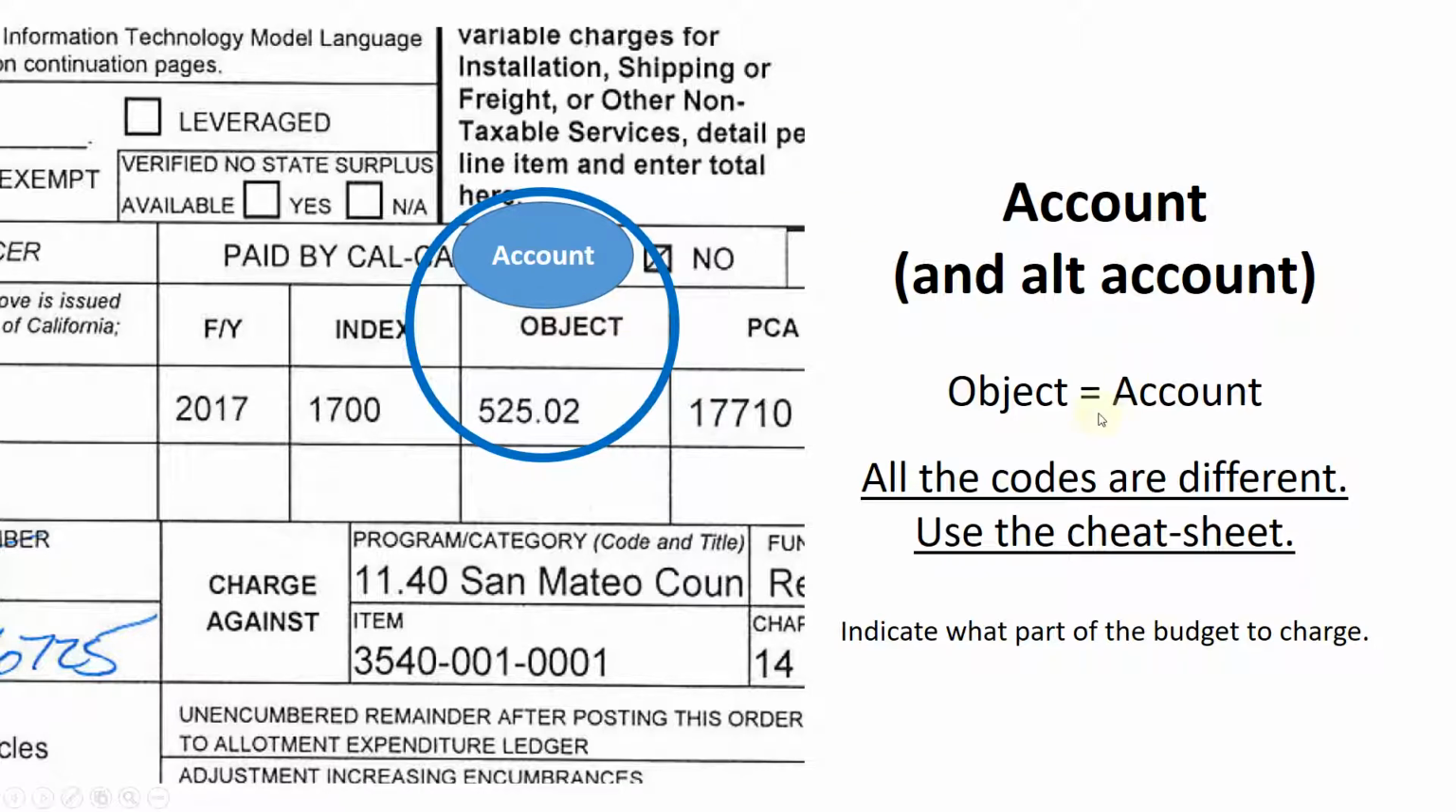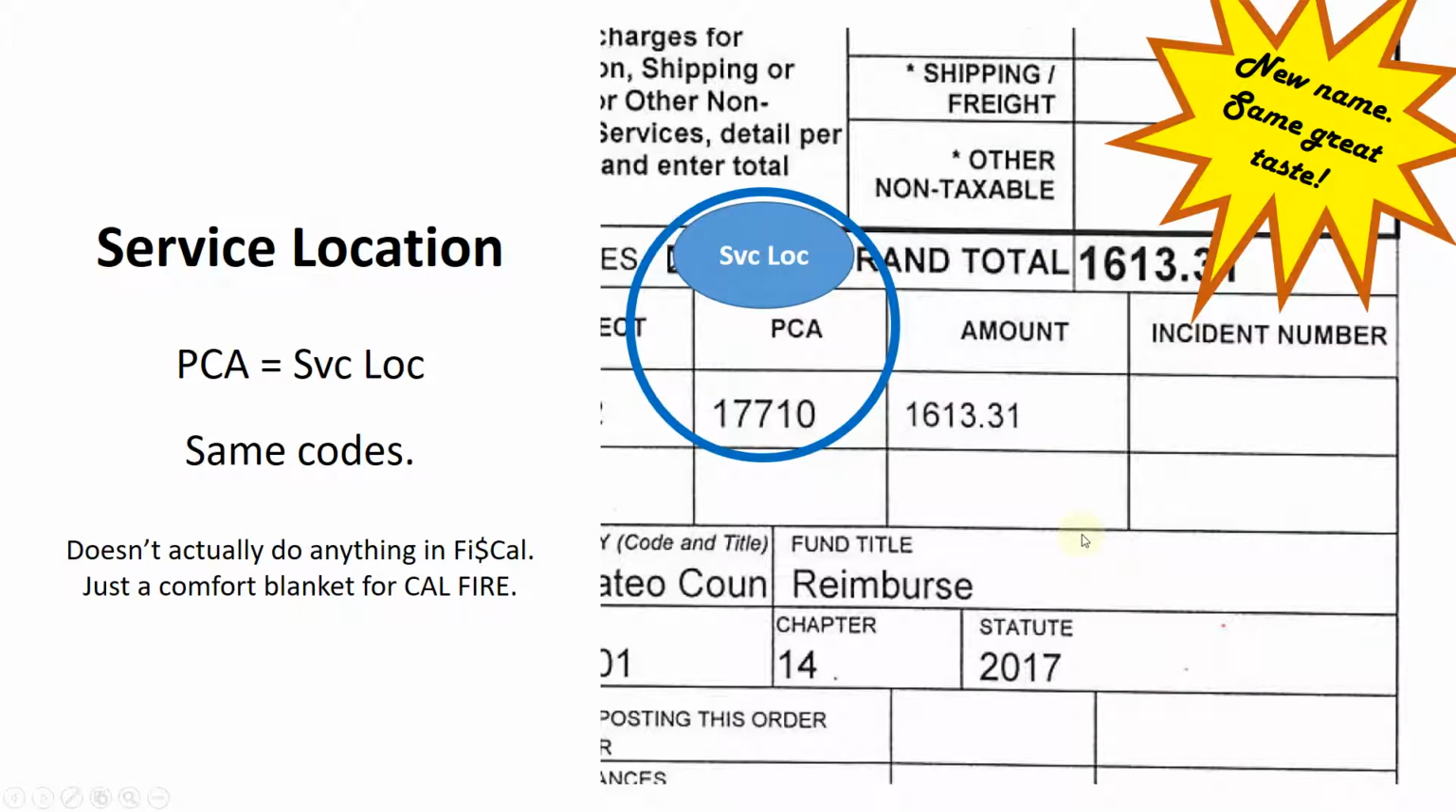Account codes indicate what part of our budget to charge. PCAs are now called service location, but the codes are all the same. However, they don't actually do anything. This field, service location in Fiscal, is an empty field no longer connected to the budget that each state department can use for whatever they want.